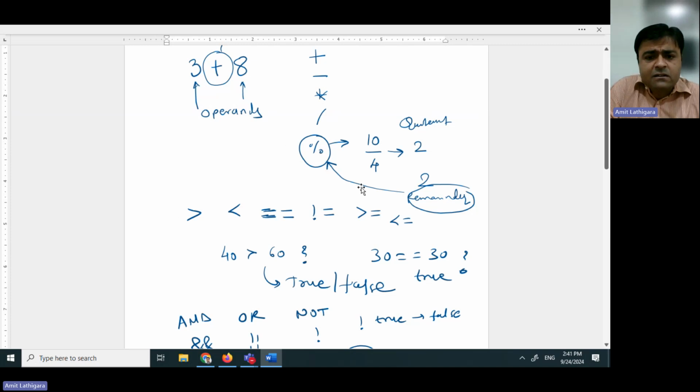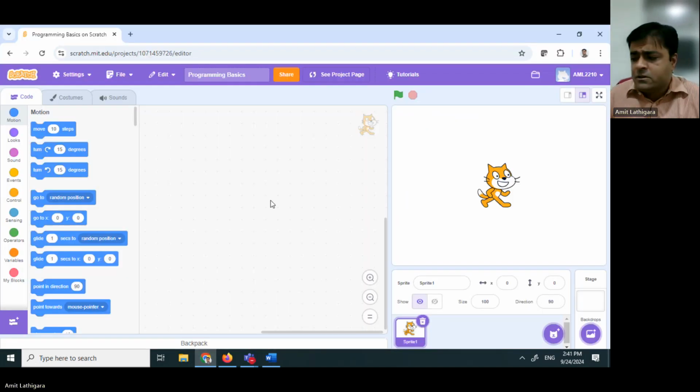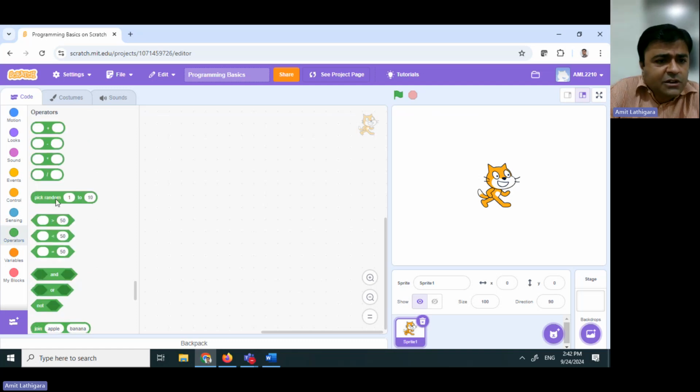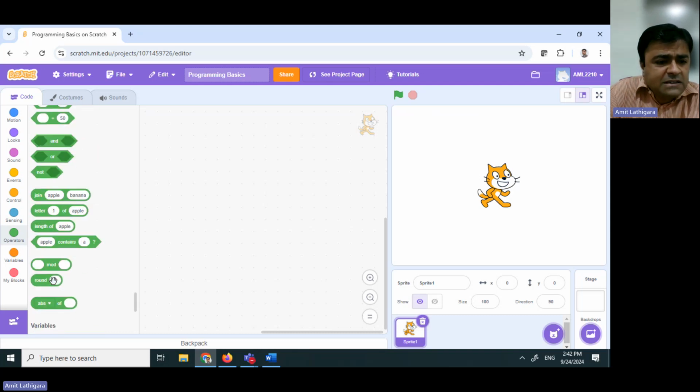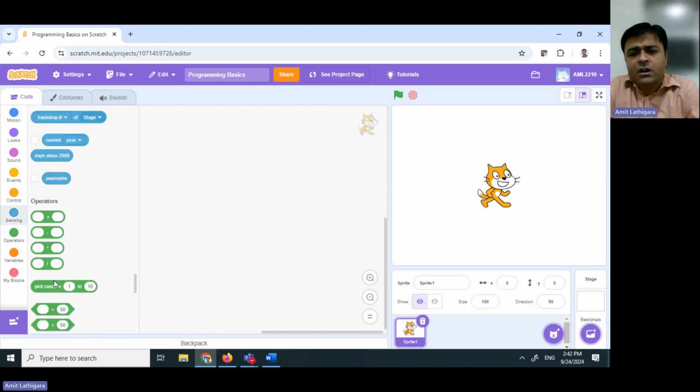Let's consider similar operators in Scratch as well. So this is my Scratch platform. And here, let's go to the operators. These all are arithmetic operators. This is greater than, less than, equal, relational operators. This is logical AND, logical OR, NOT. So these are logical operators, and we have some other set of operators which may be required in one or another programming task.